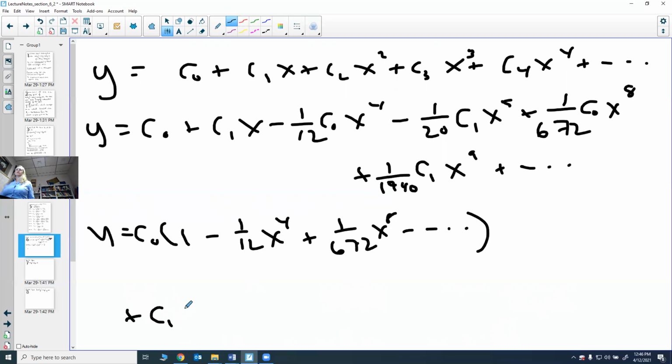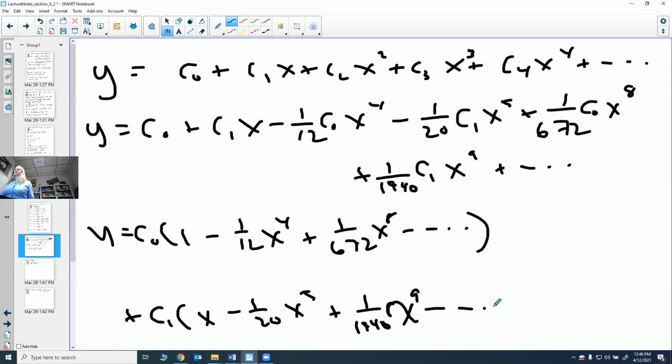plus C1 times x. The next term has a minus 1/20 x to the fifth. The next term has a 1/1440 x to the ninth. Again, it's going to be alternating, so the next one's going to be minus. And so the ones that are multiplied by C0, that is your Y1. And the one multiplied by C1, that's your Y2. So there's your two solutions, if you want to know what they are.